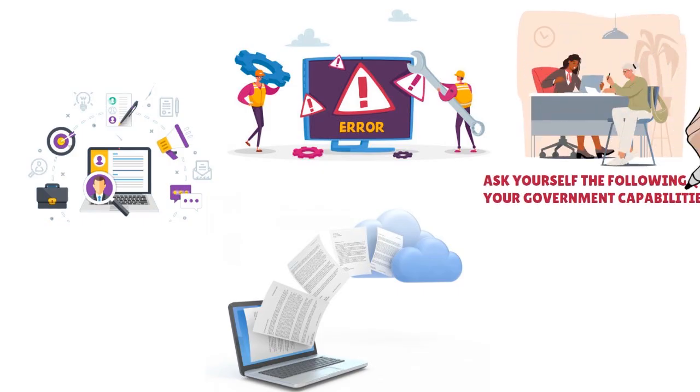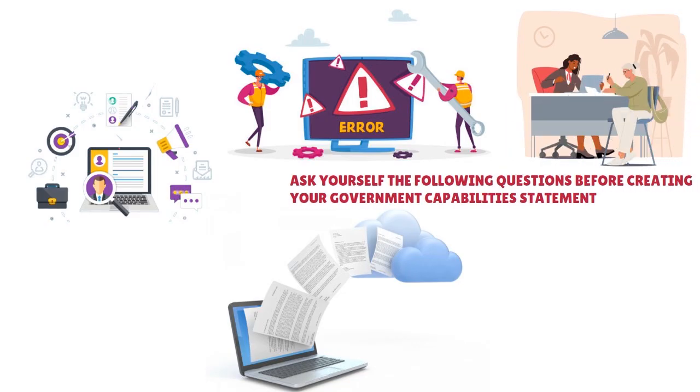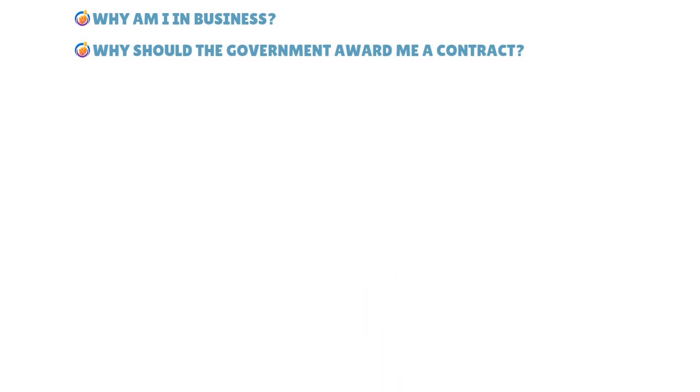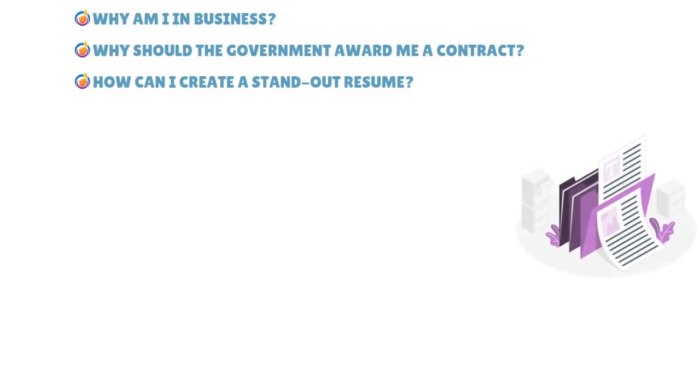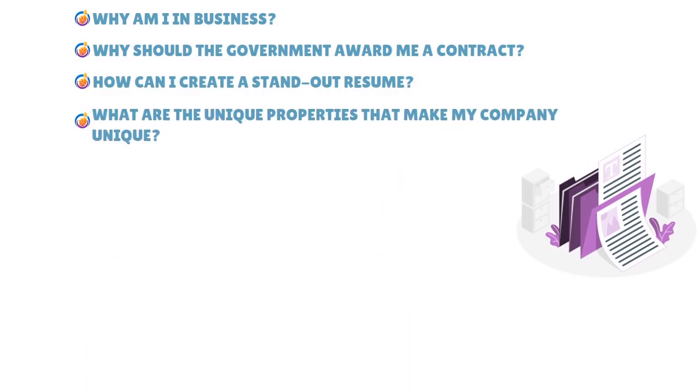Okay. So ask yourself the following questions before creating your government capabilities statement. Why am I in business? Why should the government award me a contract? In other words, why should an agency even consider me for a contract? And how can I create a standout resume for my business? Because that's what a capability statement is, kind of similar to a resume. What are the unique properties that make my company unique?